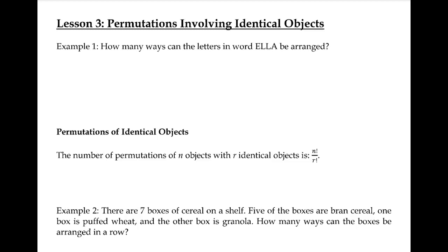Okay, welcome to lesson 3 of unit 4, permutations involving identical objects. So lesson 2 focused on when we were rearranging quote-unquote words where each letter was different. So this first example, example 1: how many ways can the letters in the word Ella be arranged?